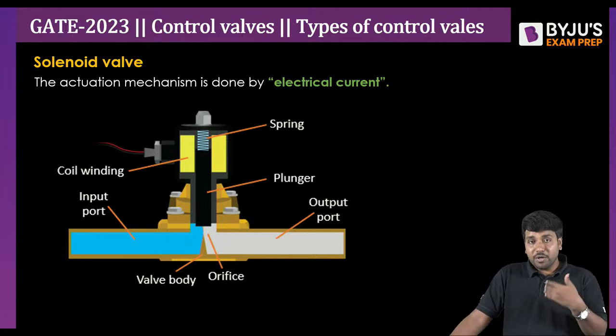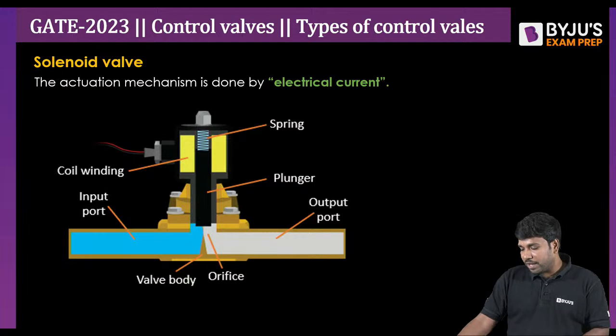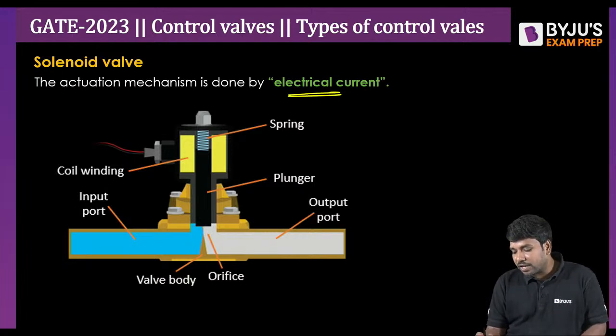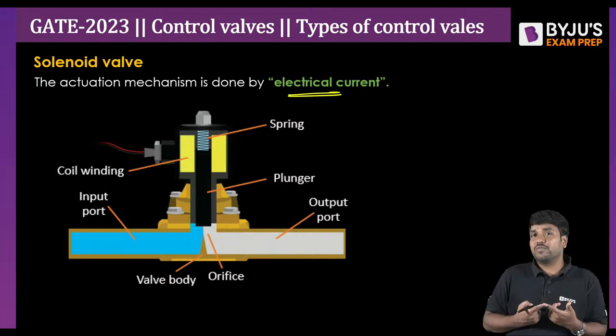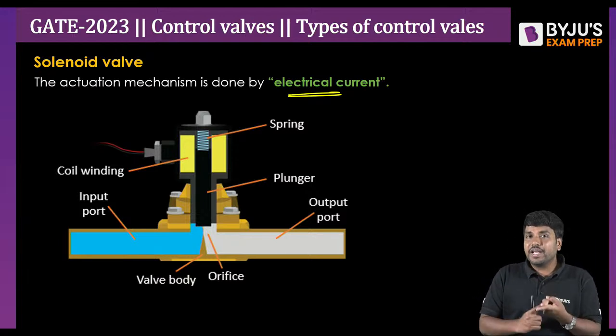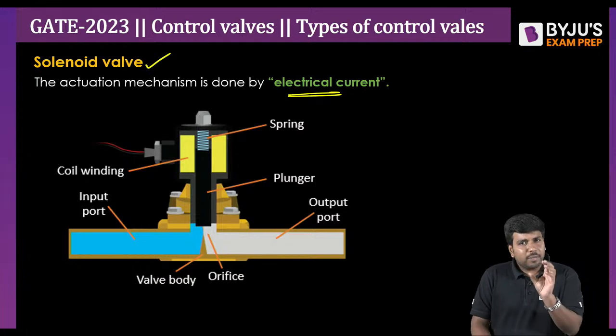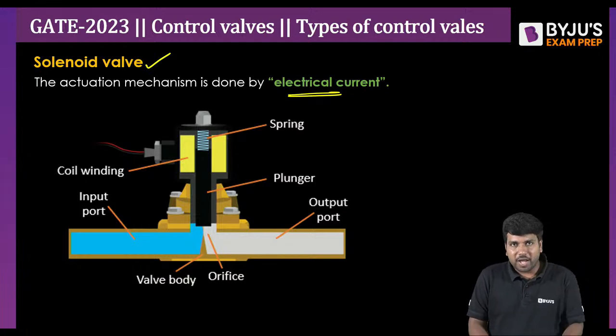Okay, now coming to the last one, that is the actuation mechanism. Even it can be done with the help of electrical current also. So if you do the actuation with the help of electrical current, then that will be called an electrical actuator or electrically actuated control valve. And the best example for this is the solenoid valve. Now let me take briefly some amount of time to explain this concept clearly to you.